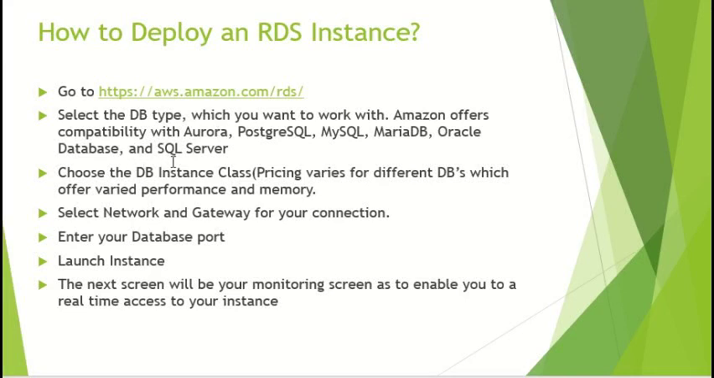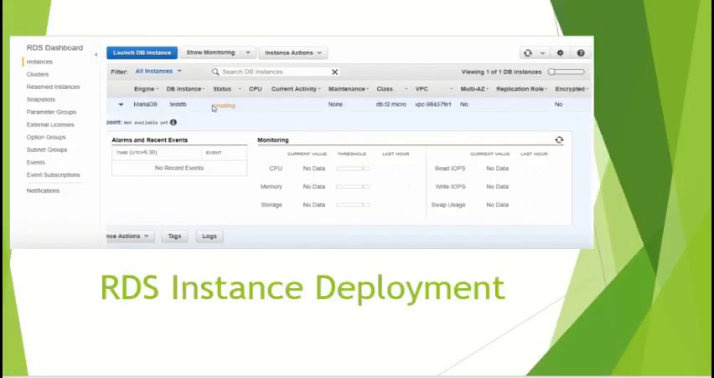Choose a DB instance class. The pricing varies for different databases. If you choose a small instance, you will pay less and you'll have less memory. And if you have a larger instance, you'll have more features and you'll pay more for that as per your needs. Select a network and gateway for your connection and then enter the database port, and then that's it. You have launched your RDS instance, and on the next screen I'll show you how that screen looks.